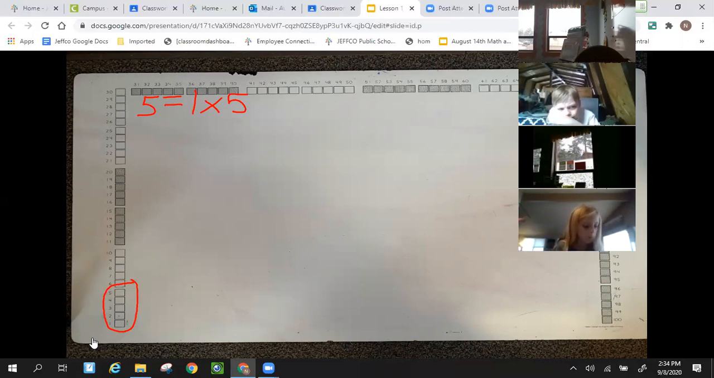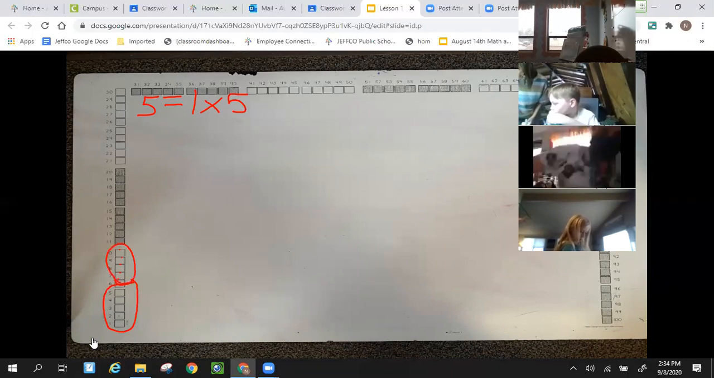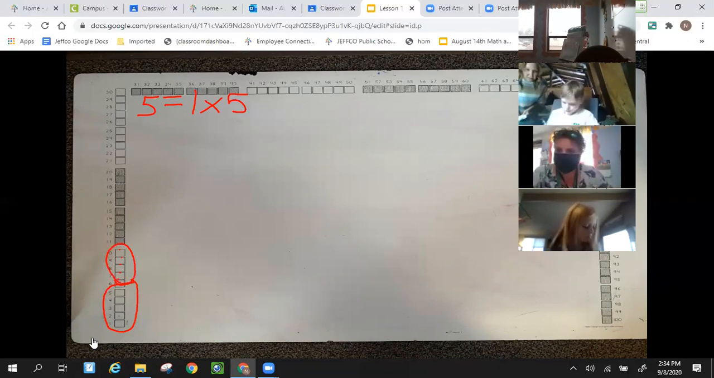Okay, so now we're going to circle the second group of 5. So I can count the squares, 1, 2, 3, 4, 5. Here's my second group of 5. How many squares do I have now? Anyone, microphone answer.